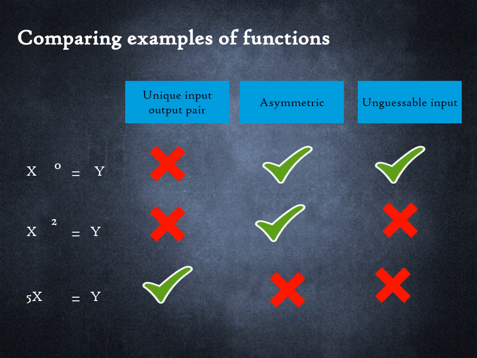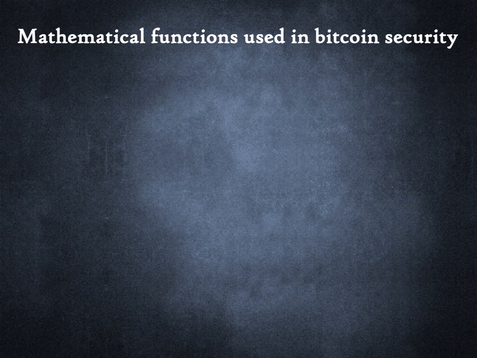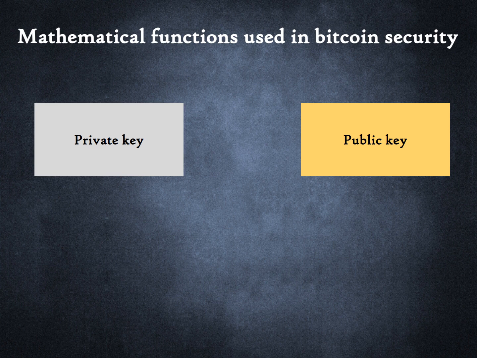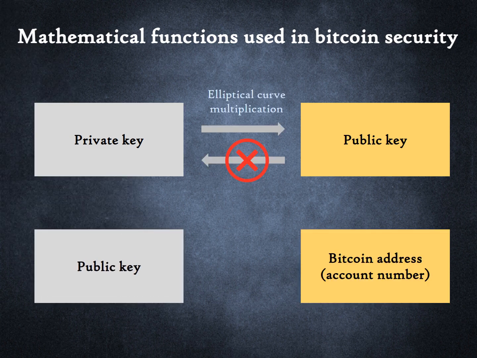We can infer from this chart that it is not easy to find a mathematical function that meets all 3 criteria. At this point, you may be wondering what type of mathematical transformation meets all the 3 criteria that we discussed. The conversion of private key to public key occurs via something called elliptic curve multiplication. The conversion of public key to Bitcoin address occurs via what is called a hash function. While the mathematics behind this is beyond the scope of our course, it is useful to understand the intuition behind these functions. Next, let us look at these functions briefly.